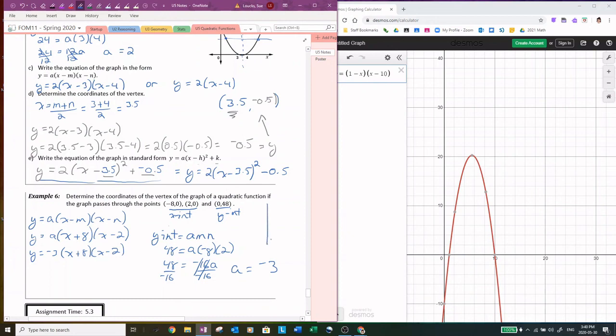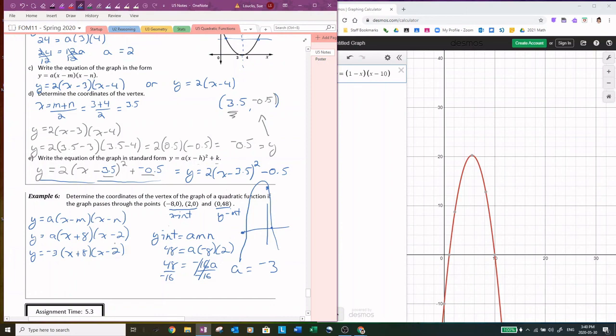Should we do a super quick sketch and see if our a is right? So our x-intercepts are -8 and 2, and the y-intercept is way up here somewhere, so it's definitely an opening down parabola, so a -3 is a good number for that. Okay, and we want to know the vertex.